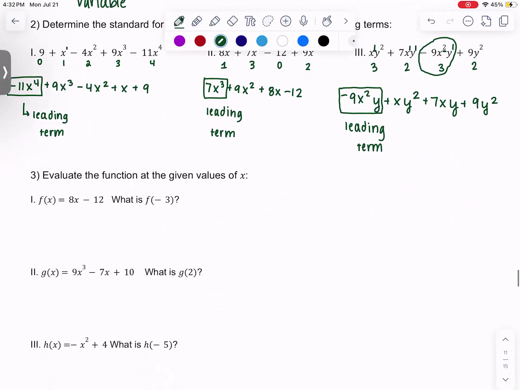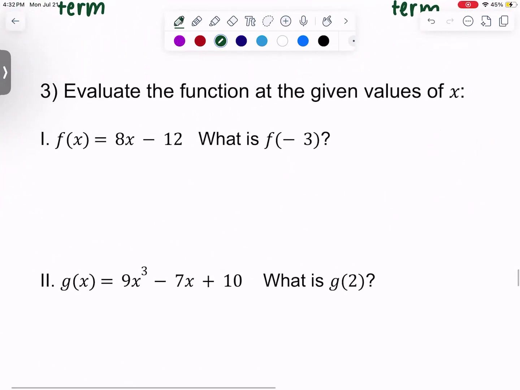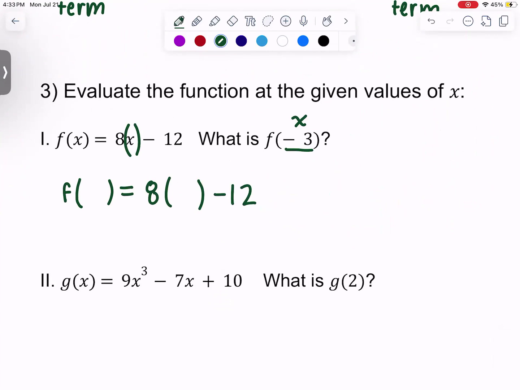Number 3. Evaluate the function at the given values of x. So x is -3. Wherever we see x, we draw parentheses. 8 parentheses minus 12. In the parentheses, we put a -3. We type it in left to right on Desmos and we get -36.